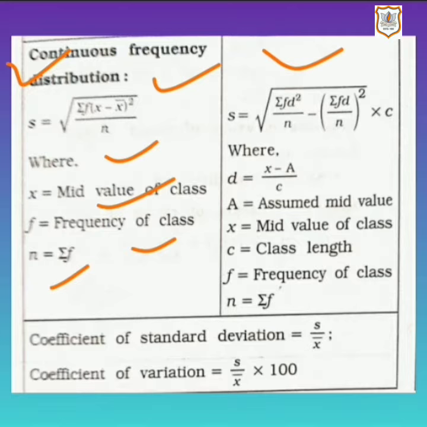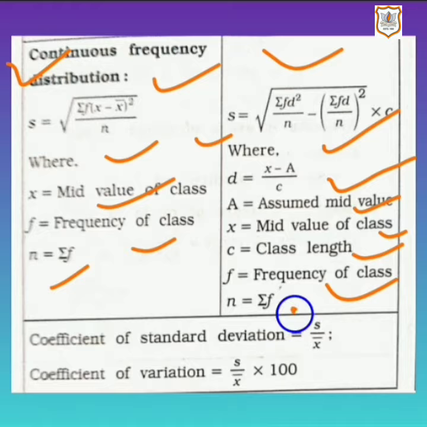Now the shortcut method, where the formula is S equals root of sigma f d square upon n minus (sigma f d upon n) the whole square, into c, where d is (x minus a) upon c, a is assumed mid value, x is mid value of class, c is class length, f is frequency of class, n is sigma f or the sum of frequency.